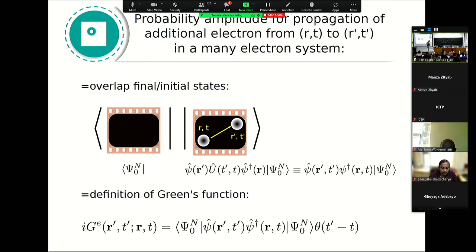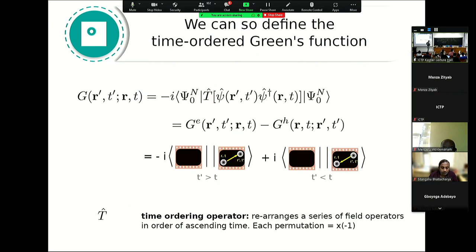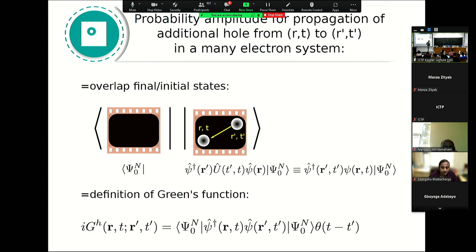And how do you do it in practice? Well, in practice, you define two probabilities. One is to go from t to t prime, and the other to go from t prime to t. This is needed because you cannot break time reversal. You would see it by doing the math. You see that you need to include both probabilities to go back and forward in time.